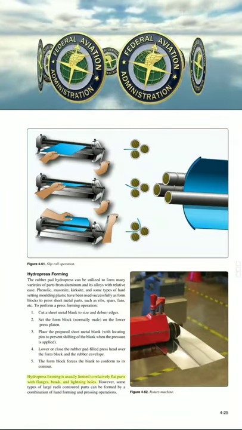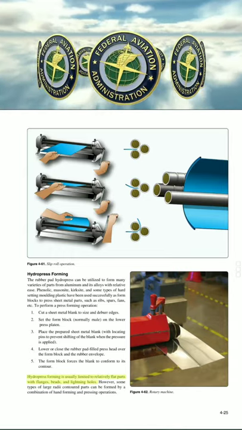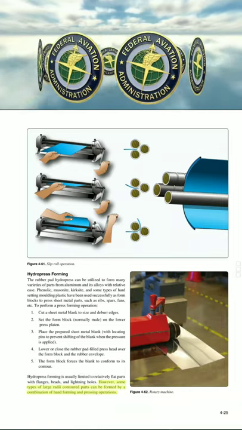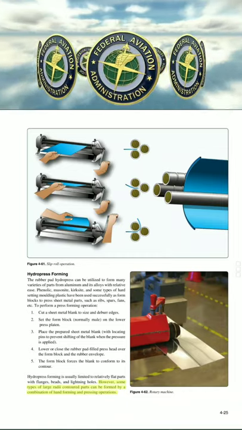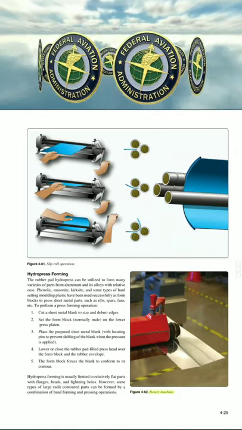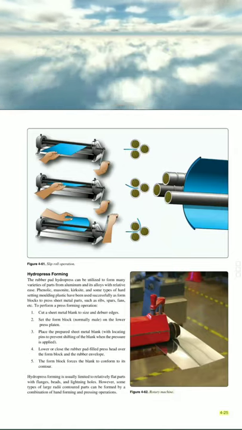Hydropress forming is usually limited to relatively flat parts with flanges, beads, and lightening holes. However, some types of large radii contoured parts can be formed by a combination of hand forming and pressing operations. Figure 4-62. Rotary machine. 4-25.